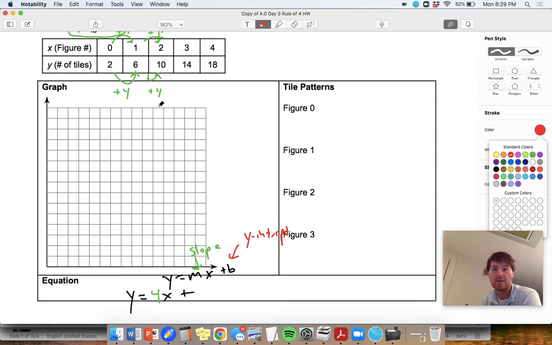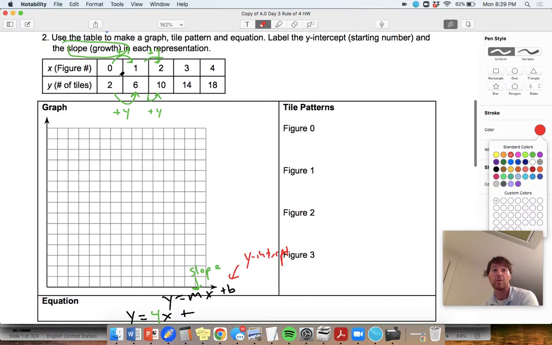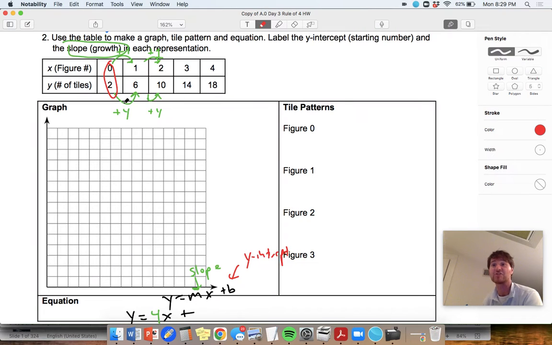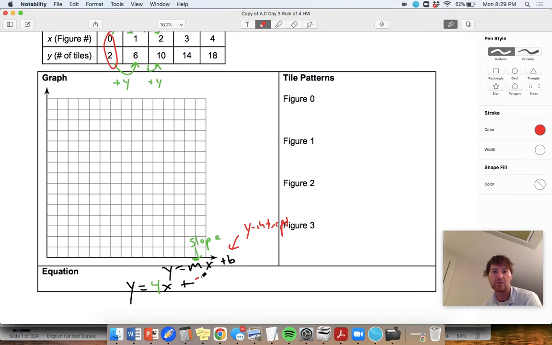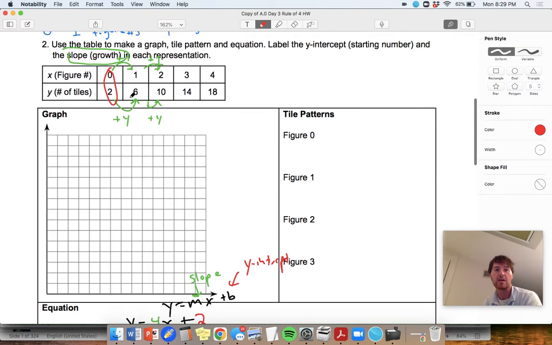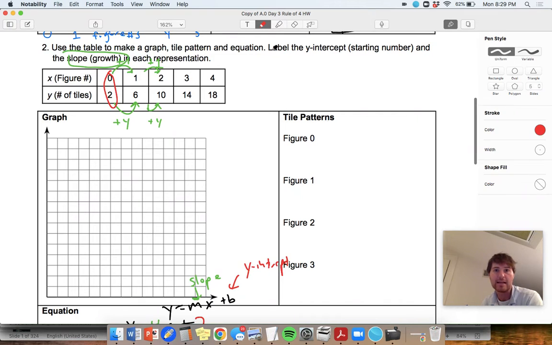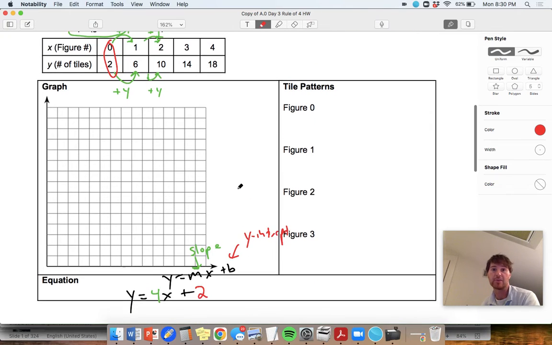and let's talk about starting number. Where's my starting number? My starting number is the very first one. It's figure 0, right? Where we begin. It's a brand new pattern, hasn't started yet. We're at figure 0. This is what we start with, and then it started growing by +4. I add on 4 each and every time. So here, my y-intercept, that's what I'm doing in red, is at 2. So my equation here is y equals 4x plus 2, okay?